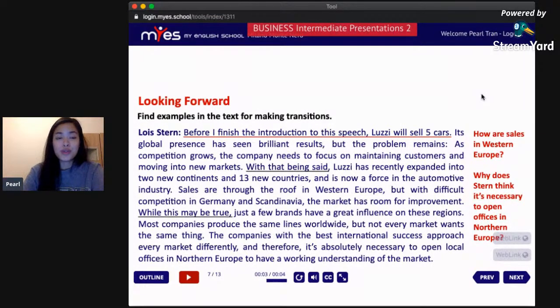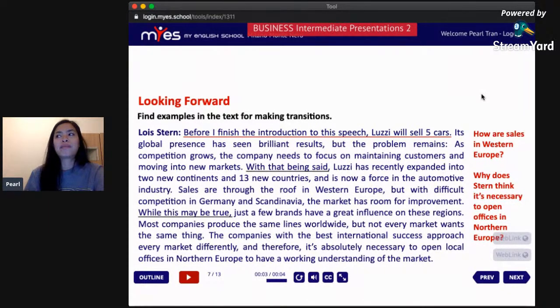While this may be true, so we're acknowledging what was said before is correct and true, we kind of use it to introduce a contradictory idea. While this may be true, I think something else. So you have an opinion or an idea that is contradictory to what someone else is saying. Even though what they're saying is right, you just don't necessarily agree with it, or you don't like it.